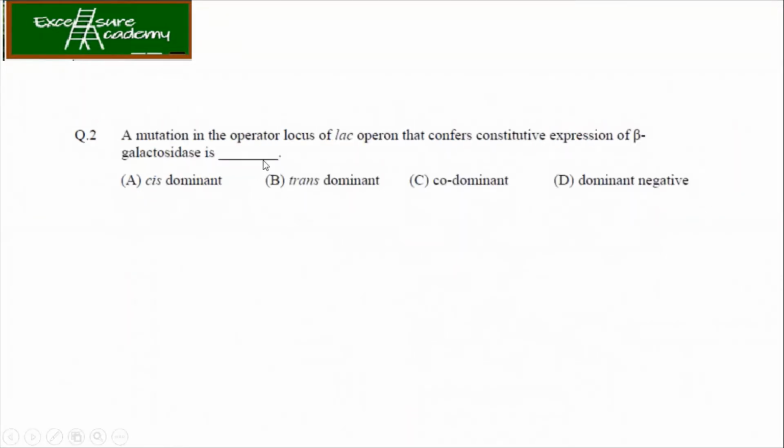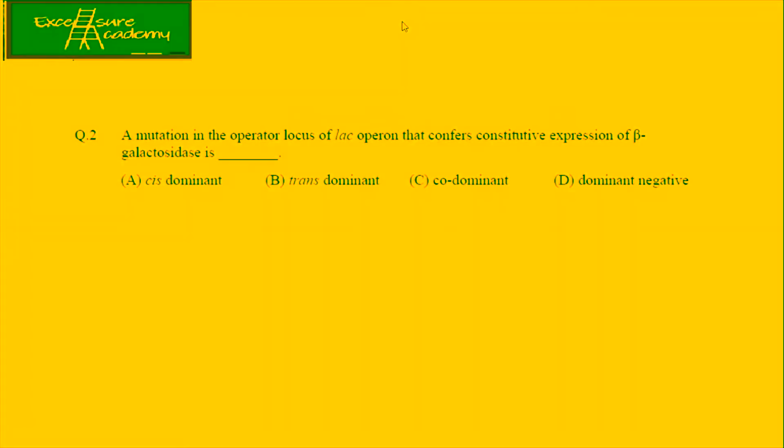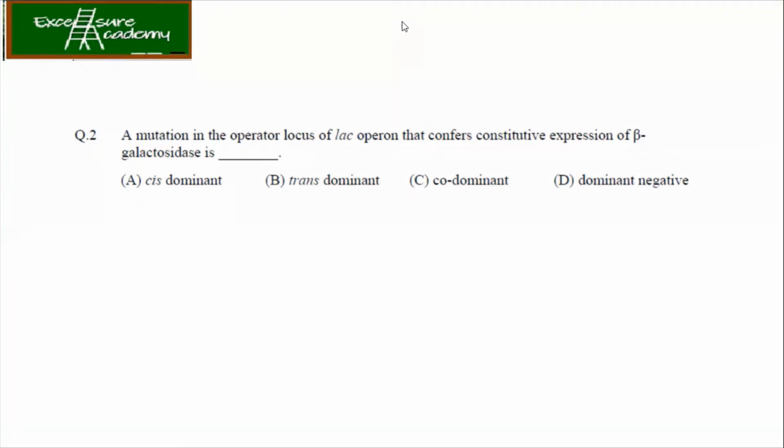Now, a mutation in the operator locus of the lac operon that confers constitutive expression of beta galactosidase is dash. In this, you need to know about the lac operon. We know that it has Z, Y, A, and you need to know their arrangement. The promoter is there, and the operator is there. Now they're saying that if a mutation happens in the operator, whether it is going to confer constitutive expression of beta galactosidase, so what kind of expression it is going to show.